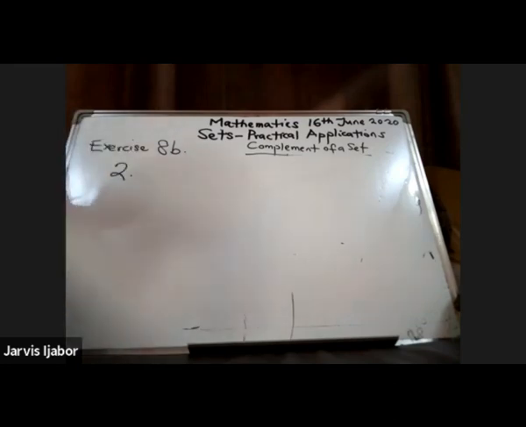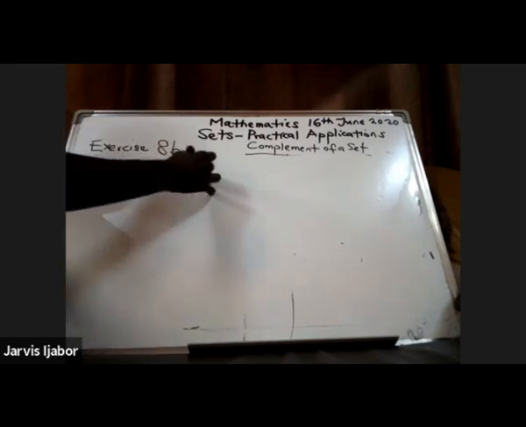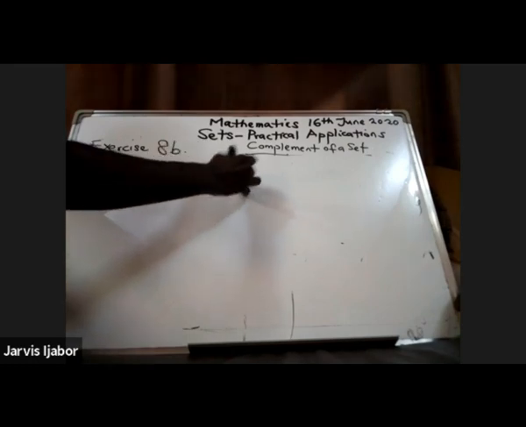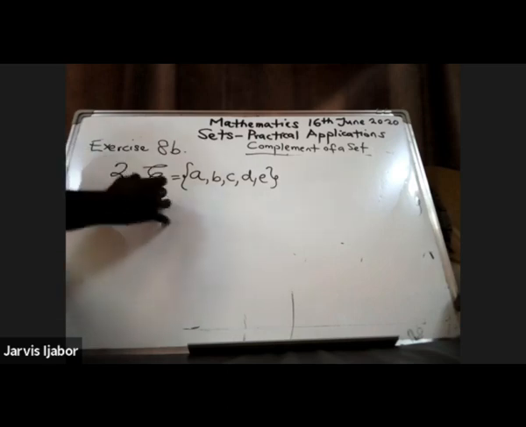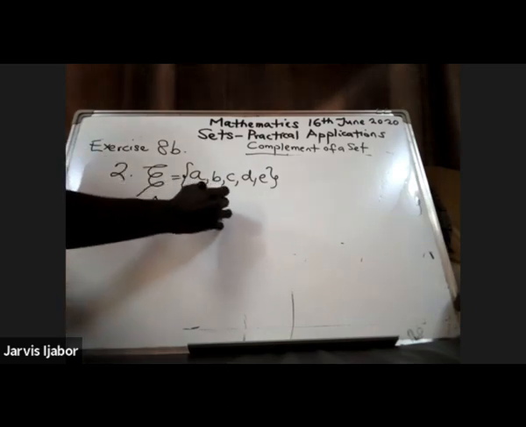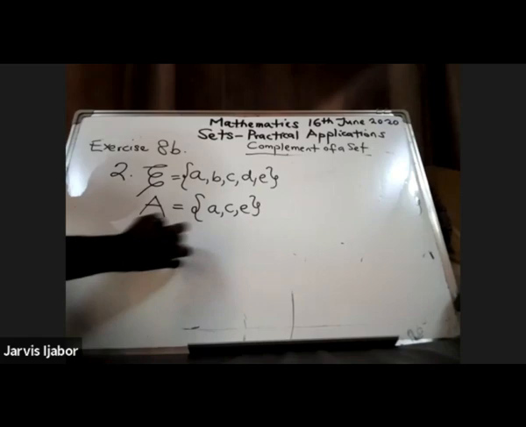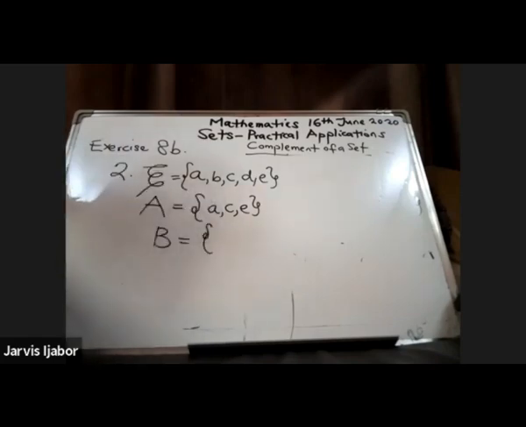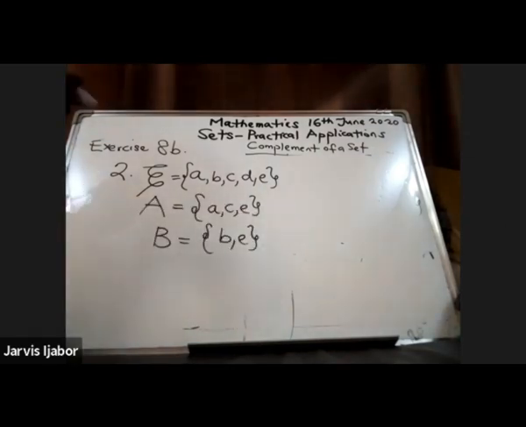All right. Now, in question number 2, we are given the universal set. This one is quite interesting now. We are told it's the letters A, B, C, D, and E. Added to that, we have that A is A, C, E, hope I'm right on that. And B is B, E.